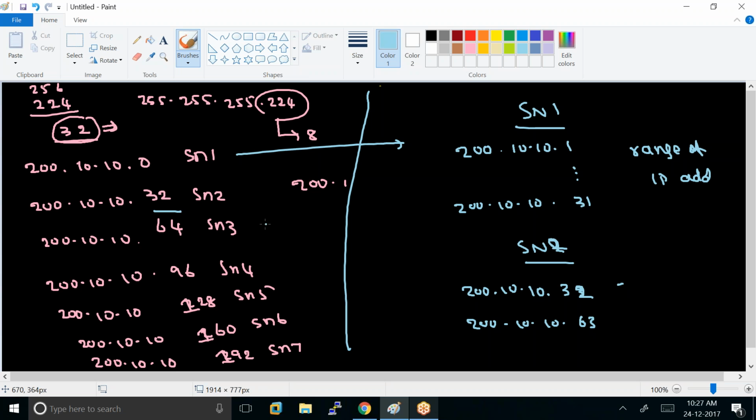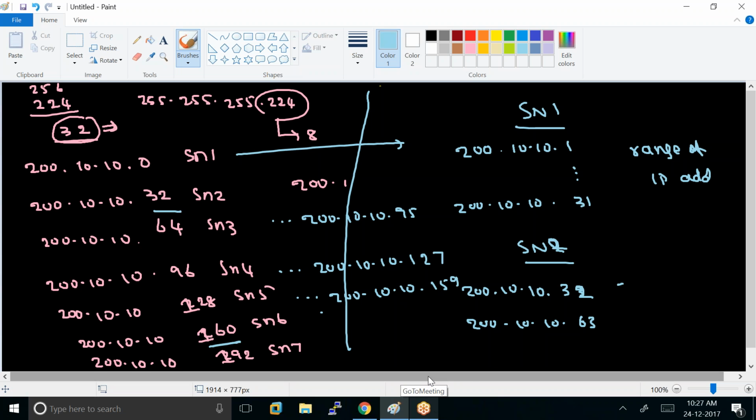Similarly, for subnet 3, it starts with 64 and ends with 200.10.10.95. Similarly, the next ends with 200.10.10.127. Then it starts with 128 and ends with 200.10.10.159. That is, one address minus the starting address of the next subnet. This is the way by which we can identify the range of IP addresses that we need to assign within that particular subnet.